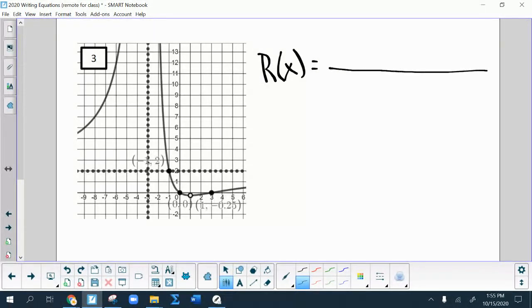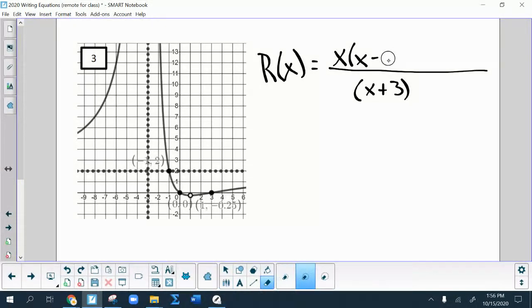So for this particular problem, we have one vertical asymptote at x equals -3. So that goes in the denominator as x plus 3. And then my numerator gets two x-intercepts. I've got a 0 and a 1. That becomes x times x minus 1. Sorry, that's a 3. x times x minus 3. I'm ahead of myself here.